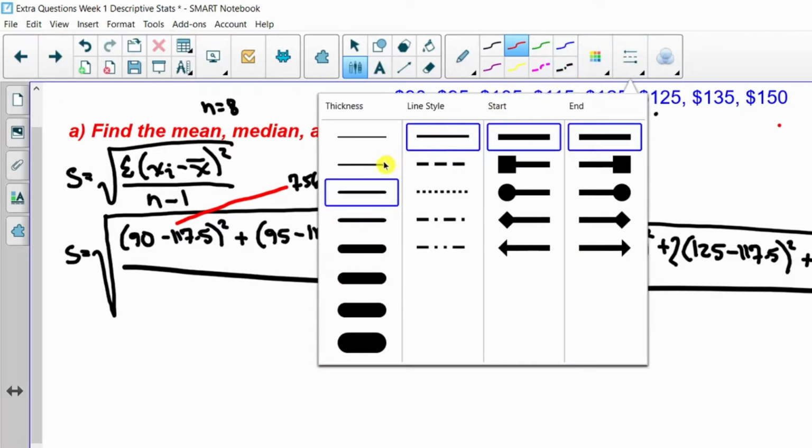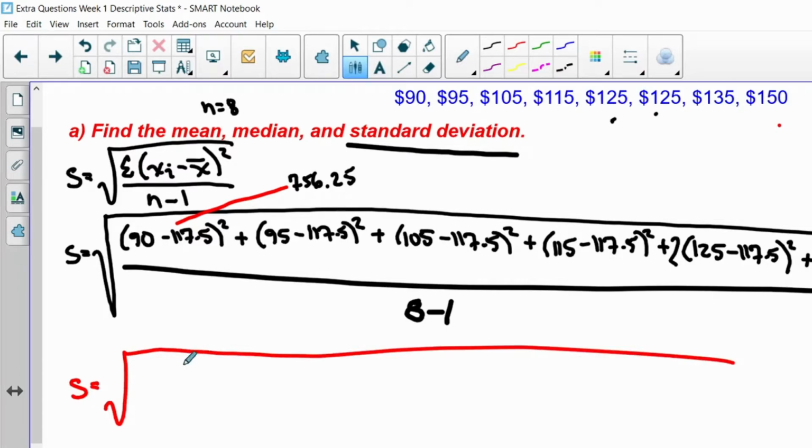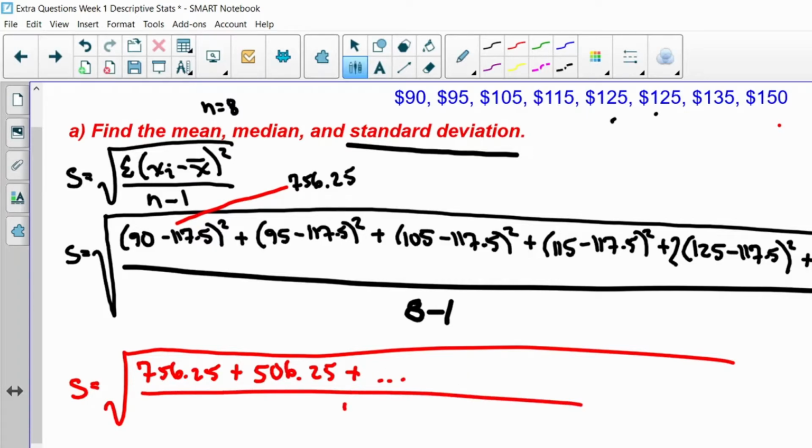So on the next step, you could write your big square root sign, and you'll need a little bit less room. And you can go, okay, so I got 756.25. I'll do the next one as well. Plus, it's 95, subtract 117.5, and we're going to square it. That one gives us 506.25. Okay, so I'm just going to go plus dot dot dot until you get to the end, and then you're going to divide that all by 8 minus 1, which is 7.